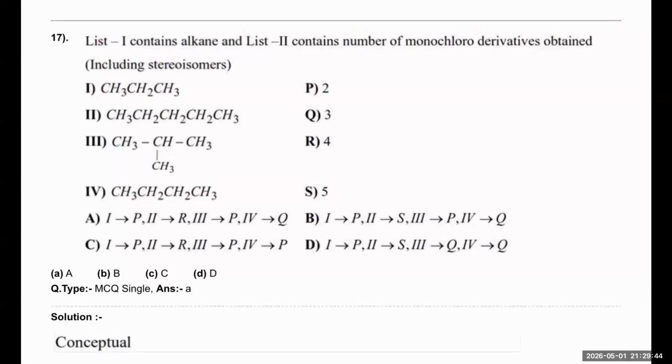I think this is a very simple one. I would like to skip it, but if anybody wants an explanation, I can discuss. 17th, everybody. All okay? Right, all good. Next.